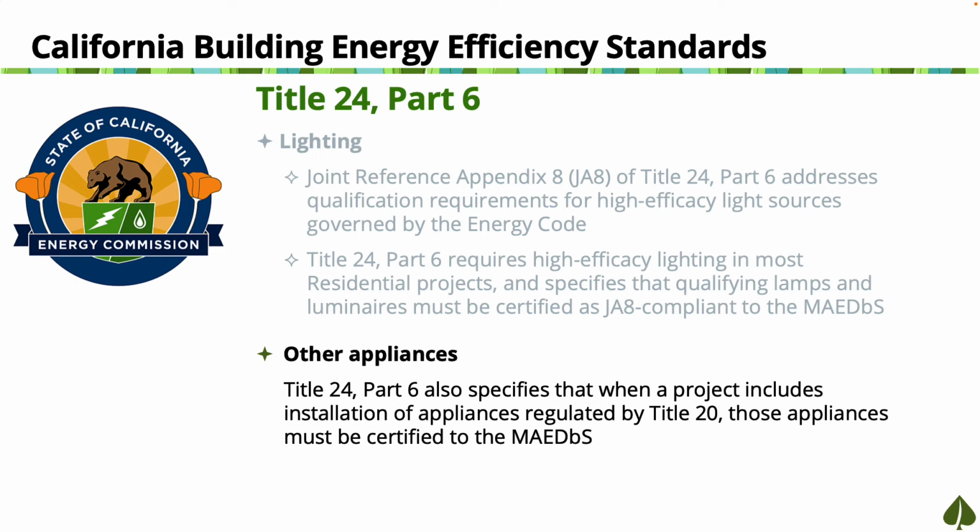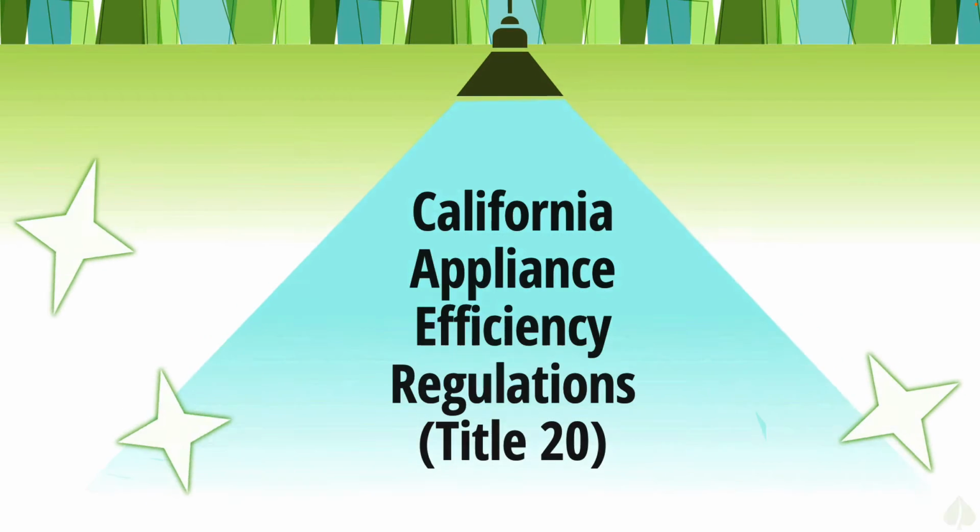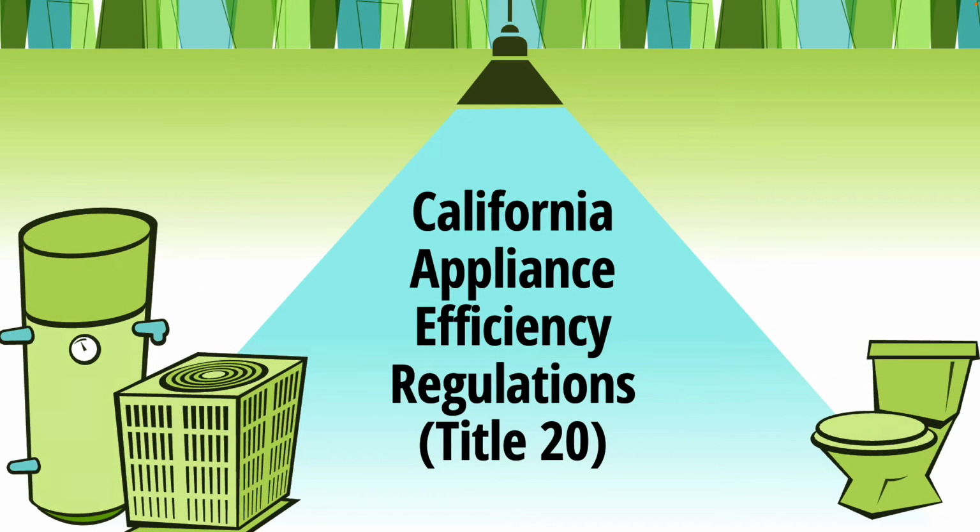In fact, all appliances installed in projects governed by Title 24 Part 6 must be certified to the MAEDBS, if those appliances are regulated by Title 20. Obviously, Title 20 has an important role in California, so let's take a closer look at it.